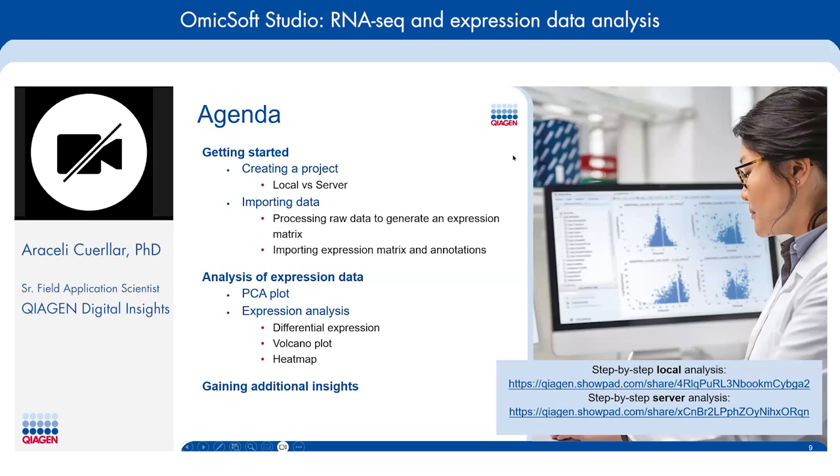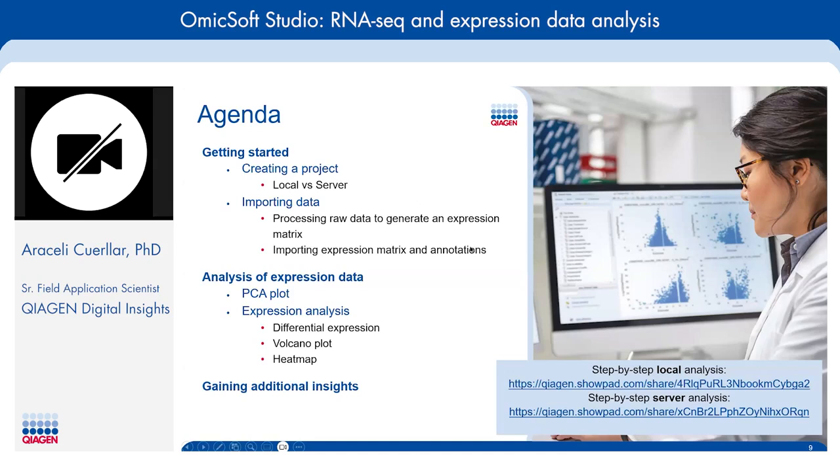And so today we will look at how you can use OmicSoft Studio to analyze your expression data. We'll start off by going over how to create a project and import your data. Now, many of you have different starting points. Some of you may be dealing with raw FASTQ files from the sequencer, while some of you may already have an expression matrix. Using bulk RNA-Seq as our example for today, we'll go over how you can process the FASTQ files using a pipeline to generate gene or transcript counts. Then we'll look at how you can import an expression matrix that you obtain outside of OmicSoft, and also how you can import your annotation information as well.